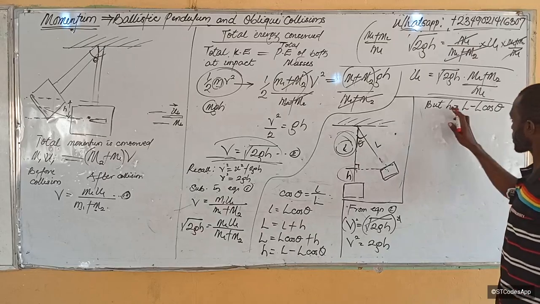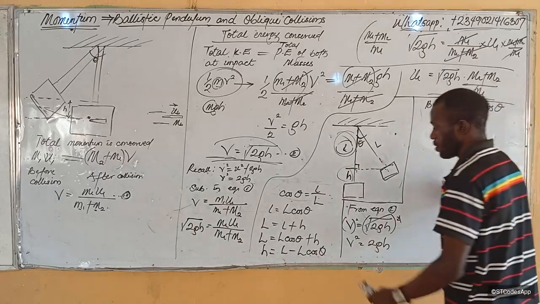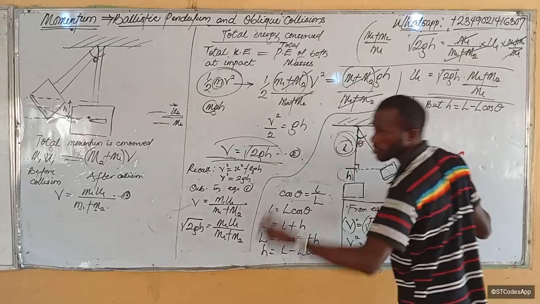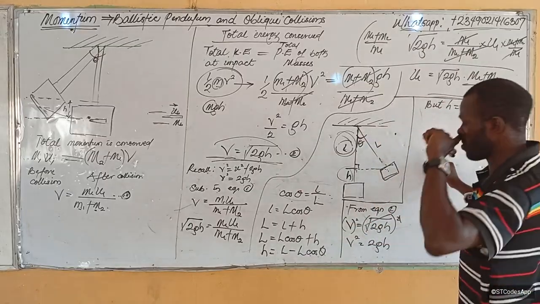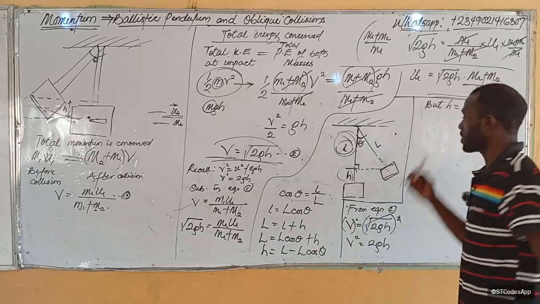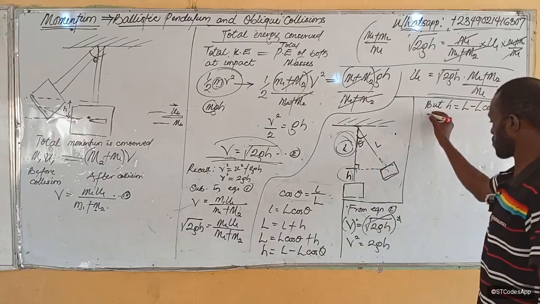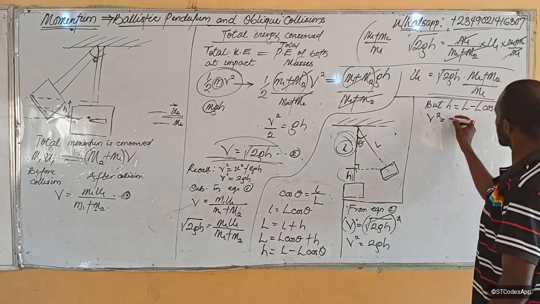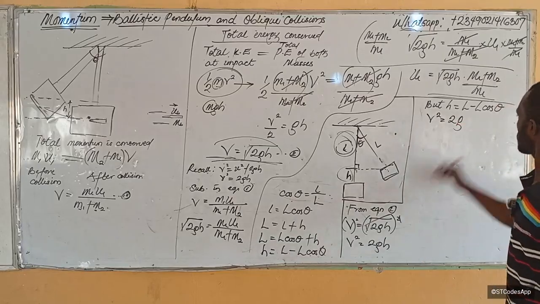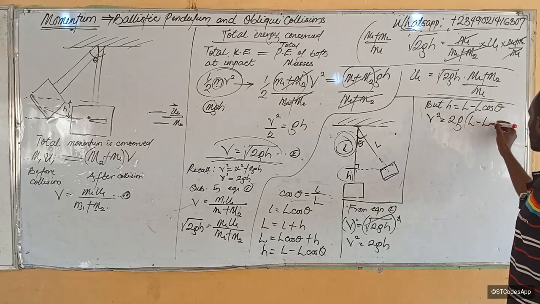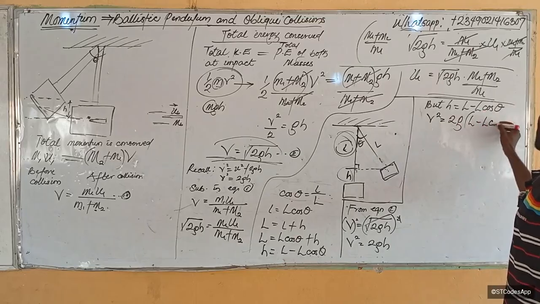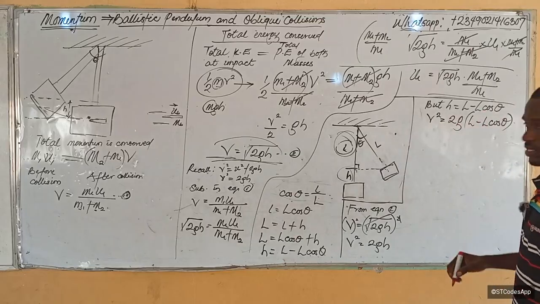So if you are not given the height that the ballistic pendulum block moved, you can still calculate the energy or the velocity or whatever it is. Therefore V squared will be equal to 2g times h, which is now L minus L cos theta. Is that clear?